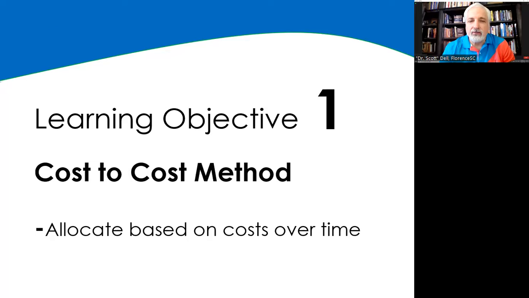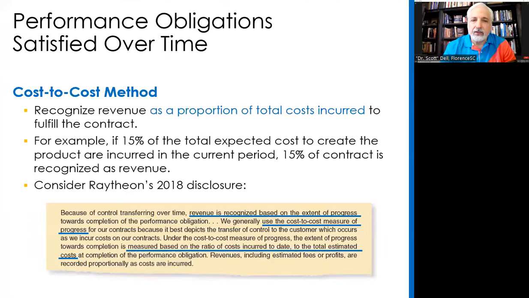There's a method known as the cost to cost method, and it's based on total expenses and what portion of total expenses we are using to generate the revenue. And we take a percentage of that revenue based on the expense percentage. So if we look at that, we've got this cost to cost method. Recognized revenue is a proportion of total costs incurred to full contract price, which is what we just said. For example, if 15% of total expected costs to create the product are incurred in the current period, then we're going to recognize 15% of the revenue.